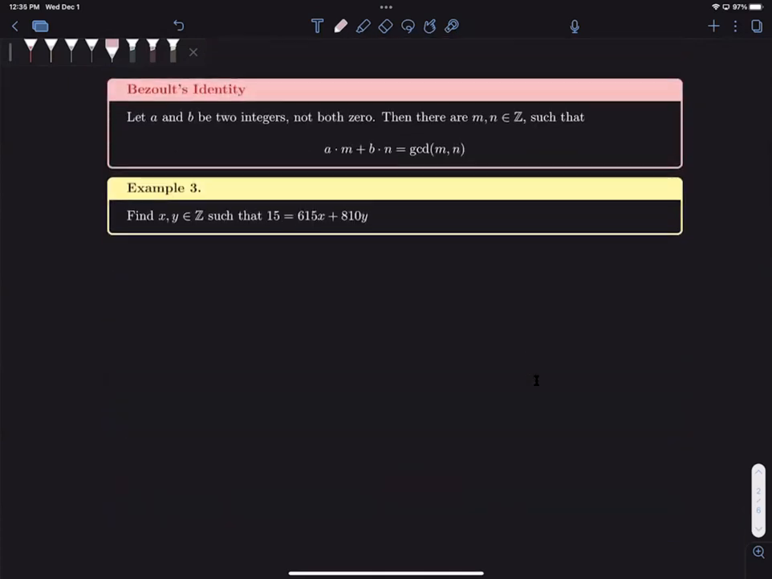So with those identities, let's look at this. We'll do 1 and 3. Bezout's identity says if A and B are two integers, not both 0, then there are m and n integers such that am plus bn equals GCD of A, B. Now, you can use this to solve this equation.